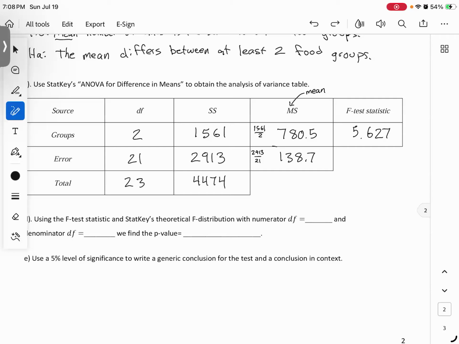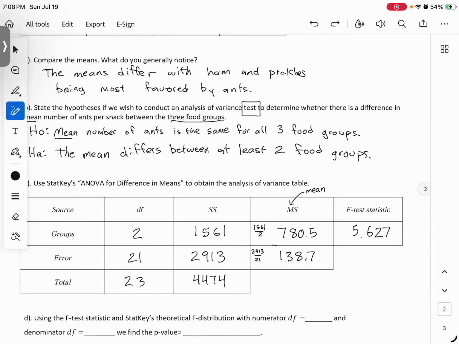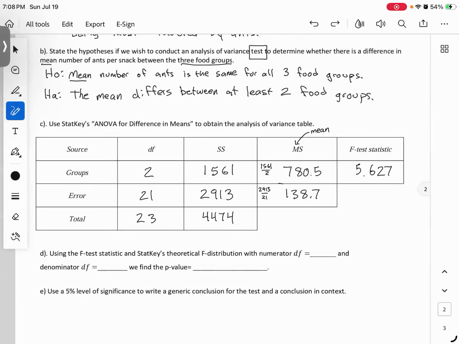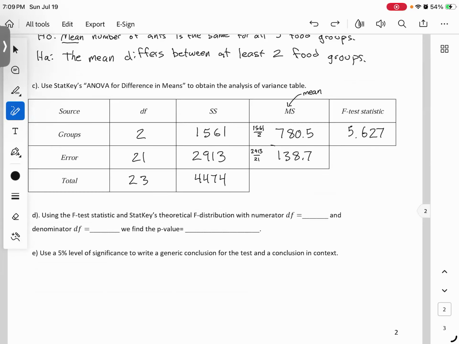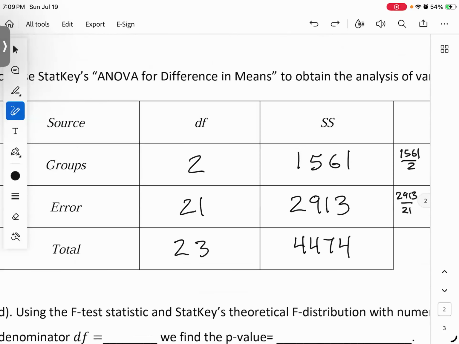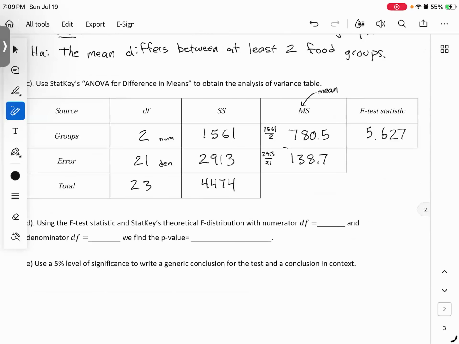Now, what we're going to do next is get our p-value to see whether we can reject the idea that the average amount of ants for each group of food is the same for all three groups. Now, what you'll need is a degree of freedom, but you're going to need two of them. This is the degree of freedom for the numerator. This is the degree of freedom for the denominator. So it'll be 2 and 21. And then we'll need both of these and the F test statistic.